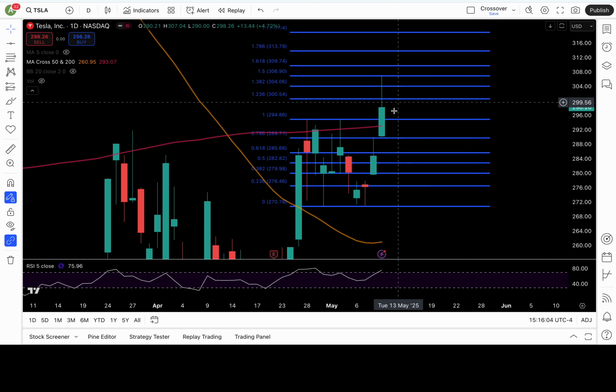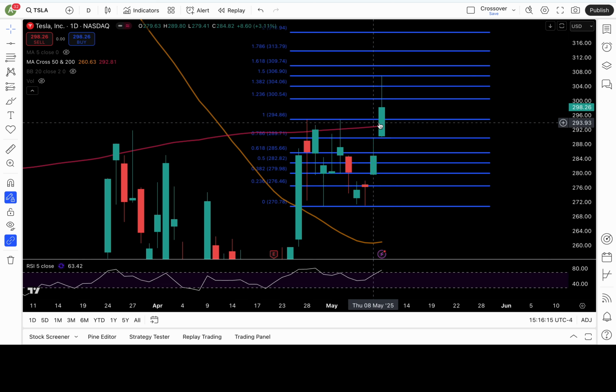If we are to get puts, I would need to see 296 and 294.8 fail as support. For swing tradable puts, those supports must fail, and below the 200 daily moving average, which is around 293, must fail. If those levels fail, we could get a nice reversal for the gap fill all the way down to 285. And there's also another gap around the 276.5, 277 area.